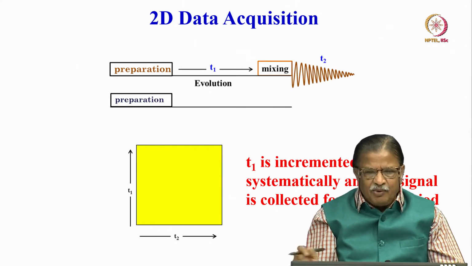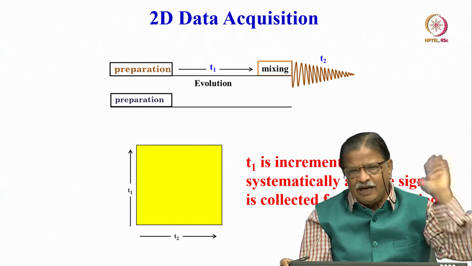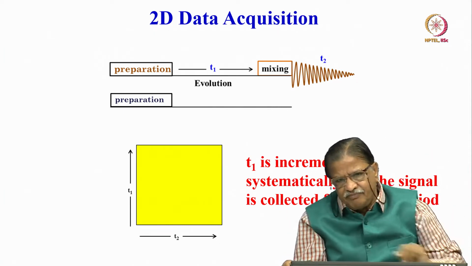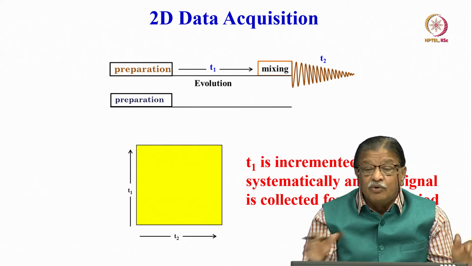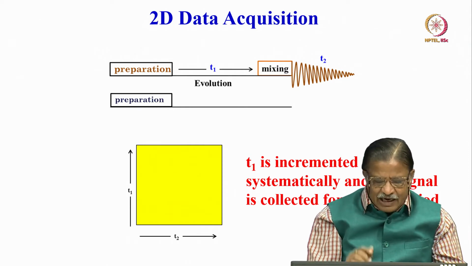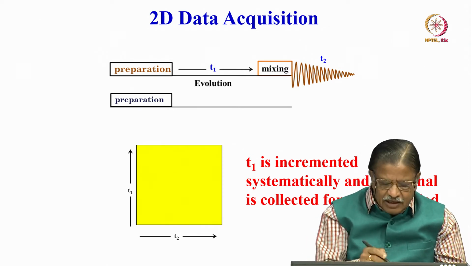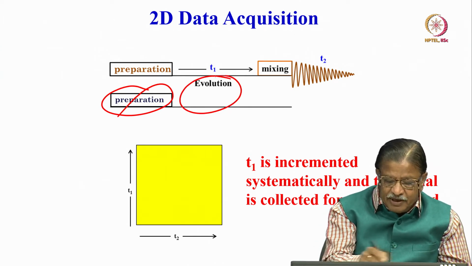Okay. Now how do you acquire 2D data then? In 1D it is simple: apply a radio frequency pulse, collect the signal. Then how do you acquire 2-dimensional data in two time periods T1 and T2? What we do is start like this. Assume there is a preparation period and there is an evolution period here.